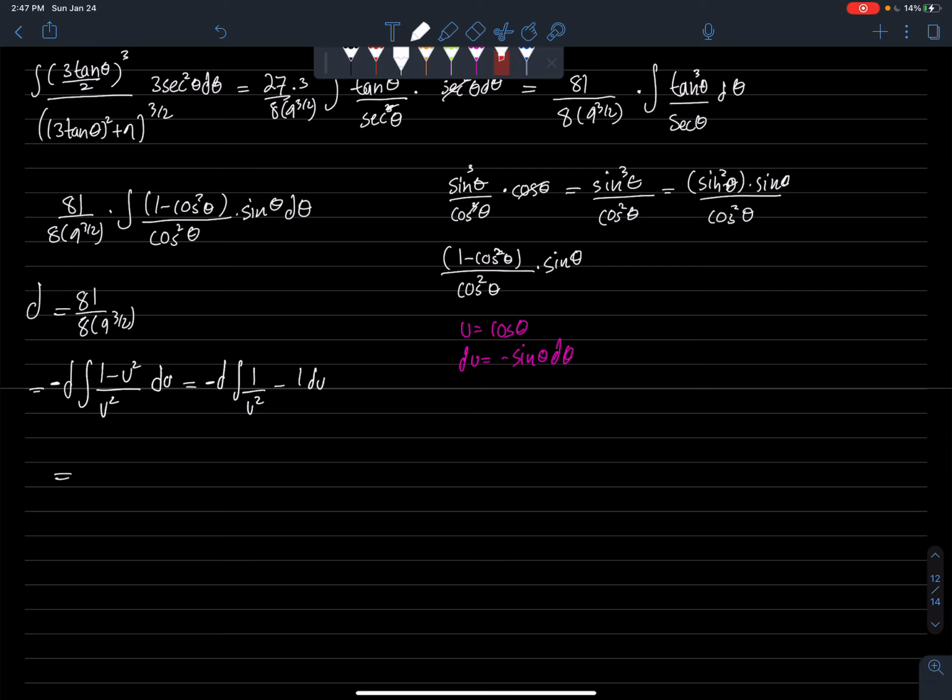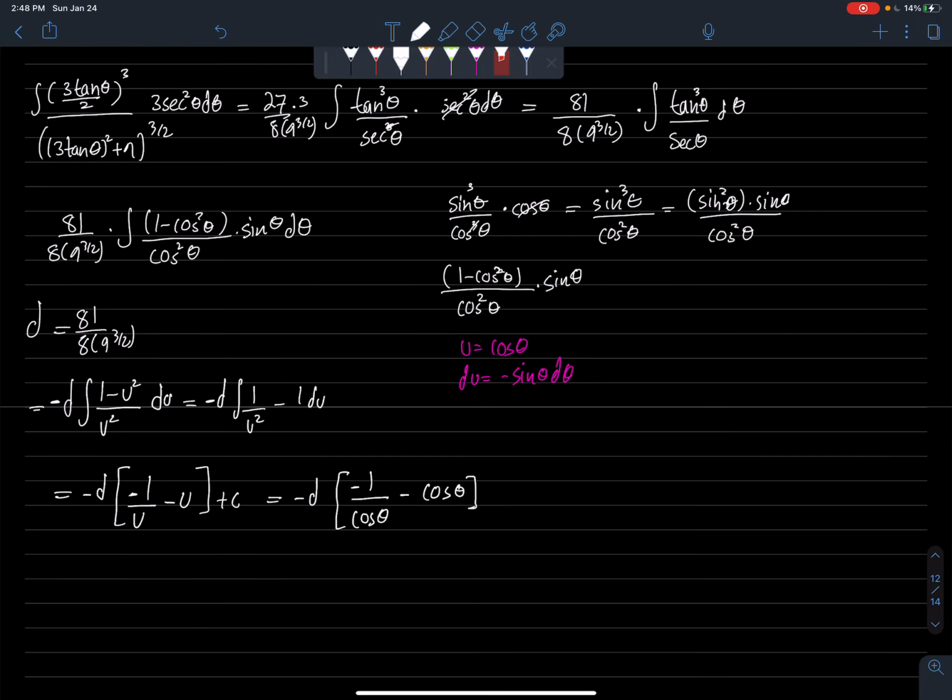So you have u to the negative 2. We're going to add 1, u to the negative 1. So it's going to be negative D. Actually, let's keep the D on the outside. Negative D times negative 1 over u, minus u, plus C. Right? Okay, so now u was equal to cos theta, minus cos theta, right?